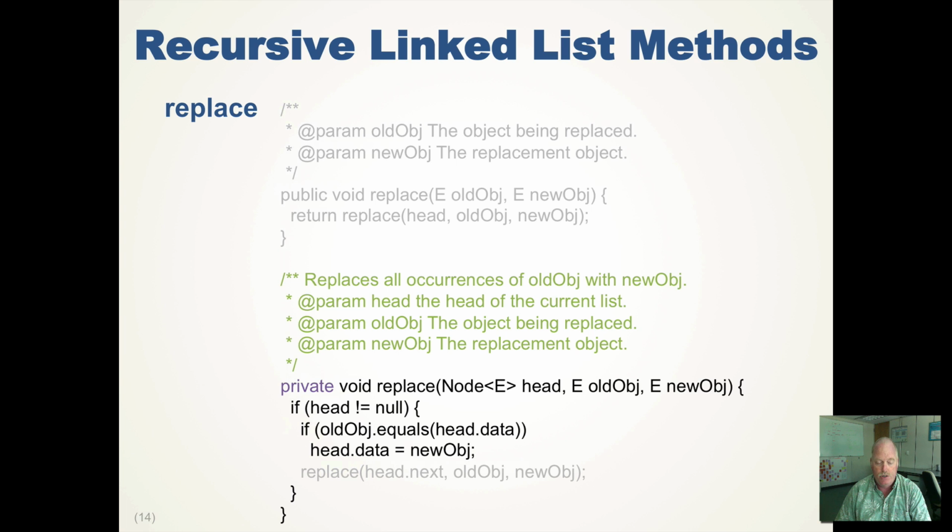And so we first check to see if the old object equals the data where we are. If it does, we replace the data where we are with a new object, and then we continue on because we've got to check all the items in the list. So we recursively go to the next item, and we call the replace method on the next item in the list, and eventually we'll get to the end where the head is null, and we will stop, and we're done. We're done because we don't have any combinations. All the old objects have been replaced with the new object.